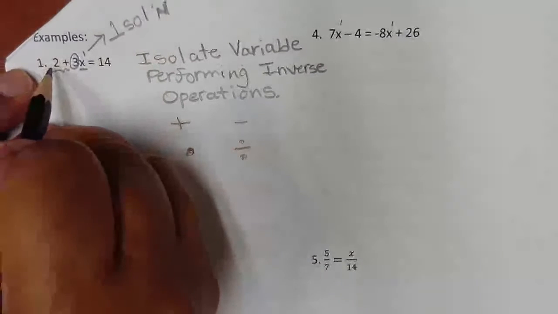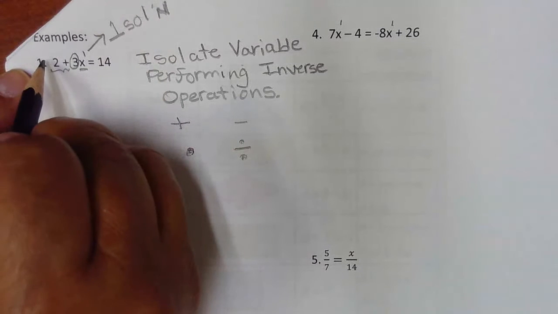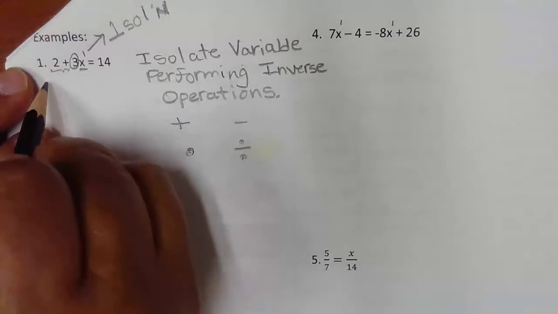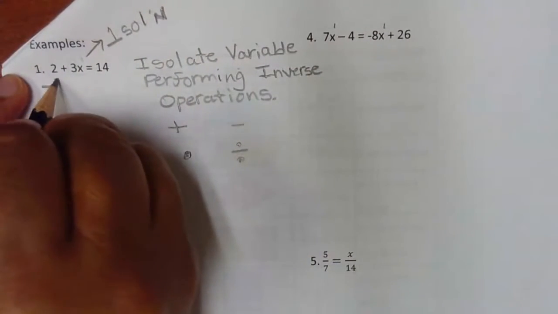So since this 2 is being added, you could also just look at the sign right here. Look at the sign in front of it. It's a positive 2. Opposite of that is, let me get rid of all these marks so you can concentrate. Opposite of this is minus 2.